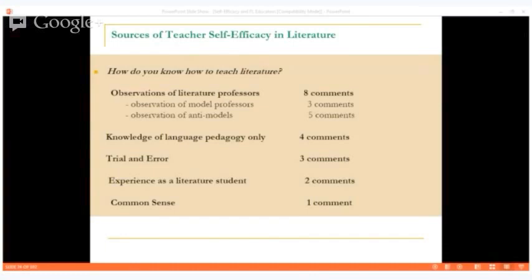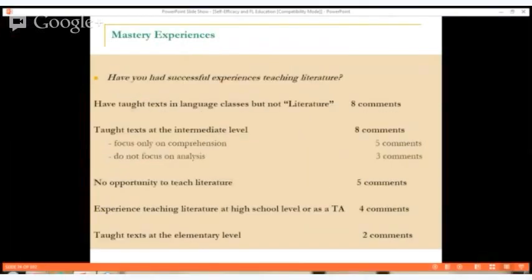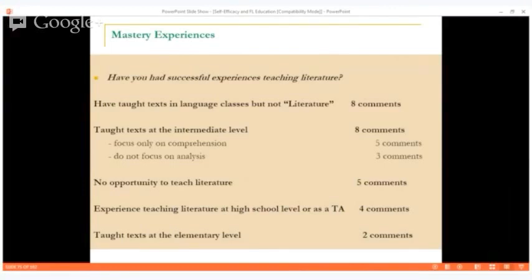Then our next question was, have you had successful experiences in teaching literature? And they said, this was very interesting because this dichotomy ran throughout most of the interviews. They said they've taught texts in language classes, but they haven't taught literature. They taught texts at the intermediate level, and this is another dichotomy, that texts were not literature, which is a very important distinction, which I found interesting.